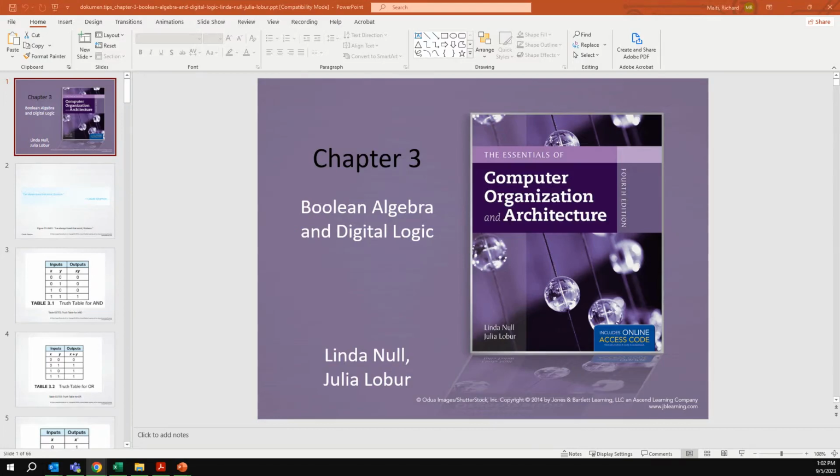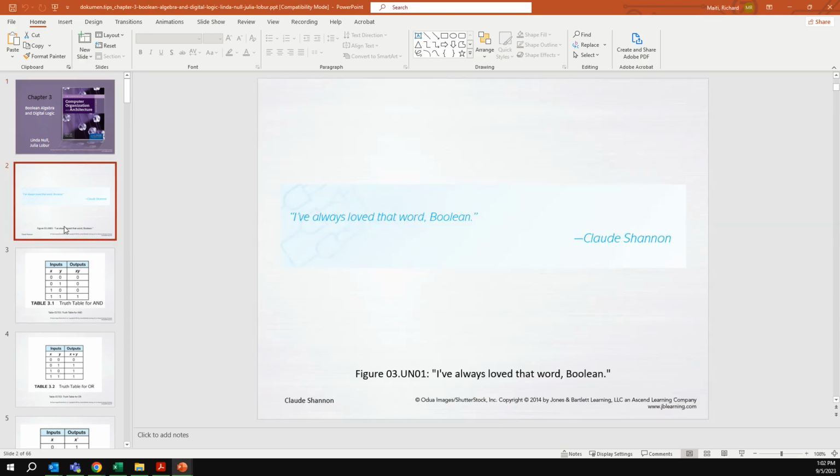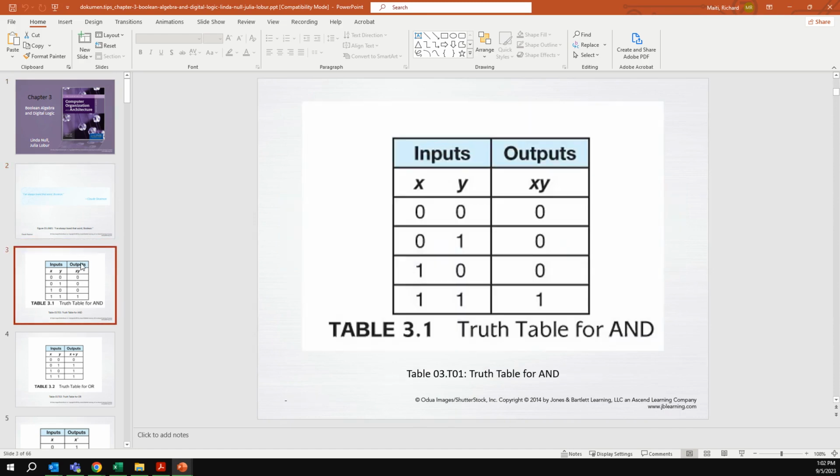So today we'll look into chapter 3 of Boolean Algebra and Digital Logic. This is in your Computer Organization and Architecture book. Some of this you should have covered in your foundations course too, and discrete math.